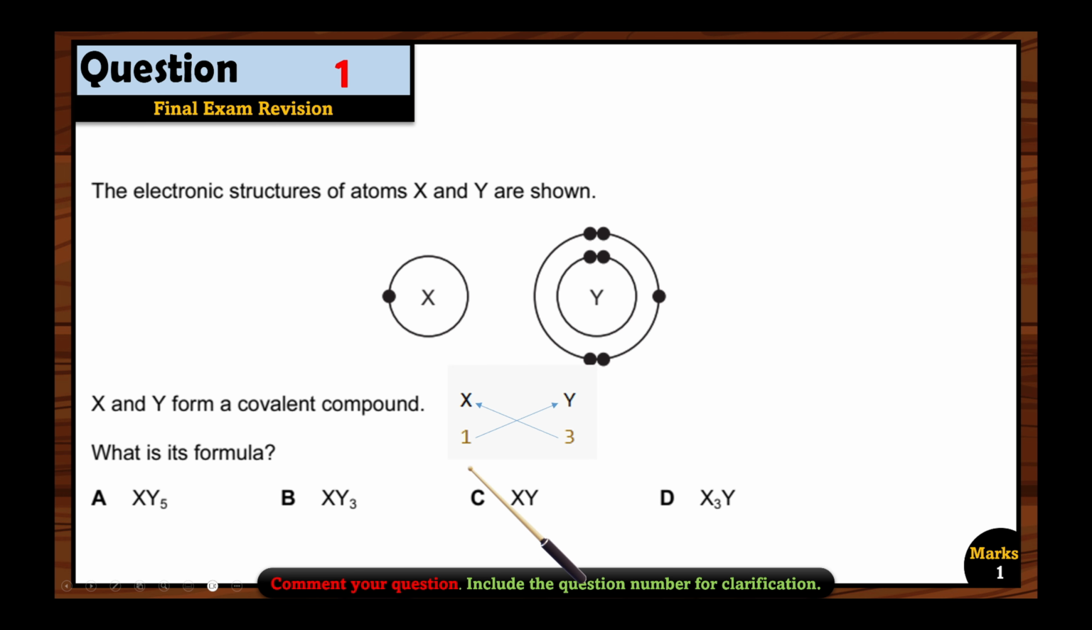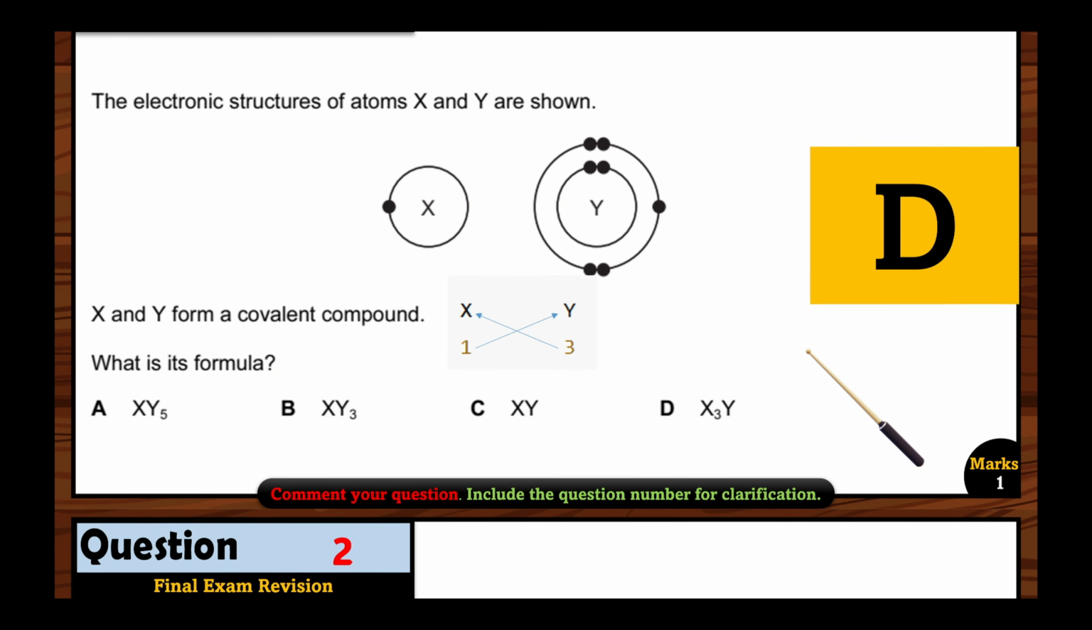So now we already know the oxidation states. Now we can just cross these oxidation numbers and we can get the formula. So X will get 3 and Y will just get 1. So X3Y is the formula. So where can we find that formula? It's option D. So option D is right.